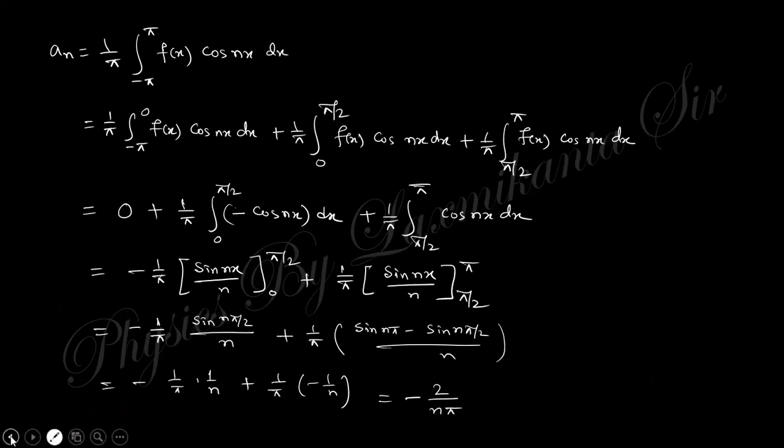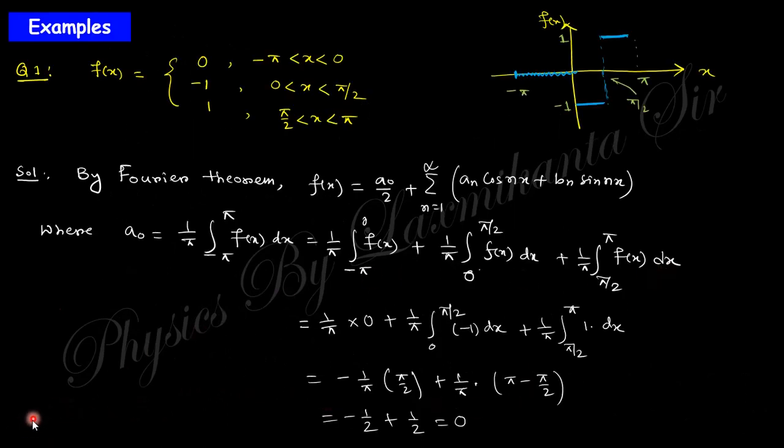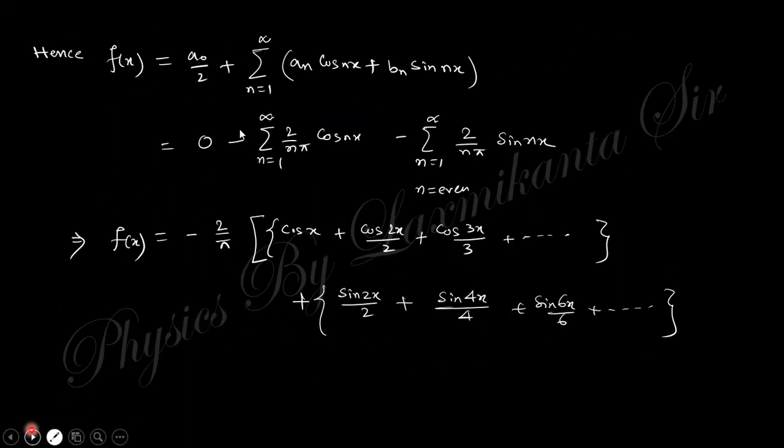So this is an, this is bn, and a0 equals 0. If you put these values in this expression, you can see this is the value of an, this is the value of bn, and expanding like that, this is the solution. Clear?